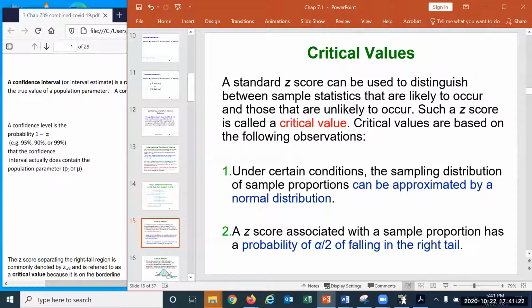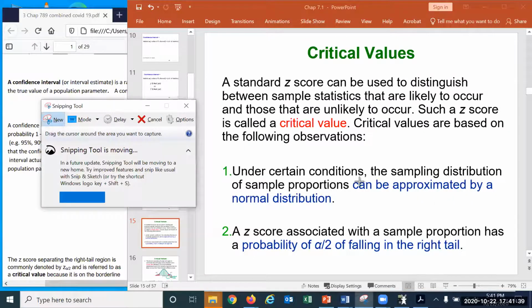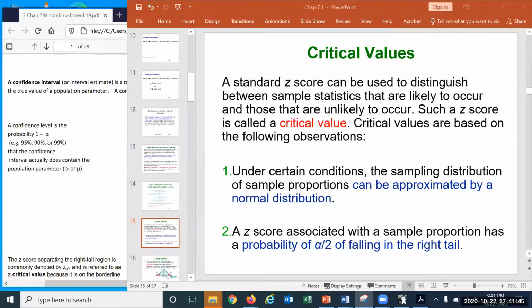Critical values. A standard z-score can be used to distinguish between sample statistics that are likely to occur and those that are unlikely to occur. Such a z-score is called a critical value. Critical values are based on the following observations. 1, under certain conditions, the sampling distribution of sample proportions can be approximated by a normal distribution. 2, a z-score associated with a sample proportion has a probability of alpha over 2 of falling in the right tail.